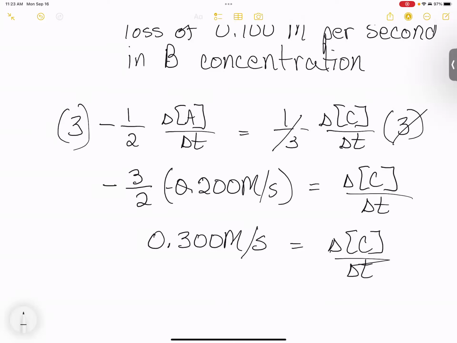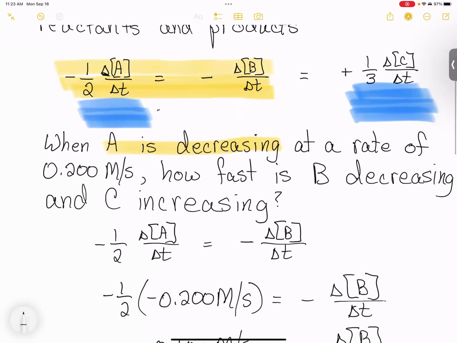Questions about developing the rate of reaction based off of the reaction itself? Yes. It is because back in this conversation, it said A is decreasing. So that means it's going away, so it had to be negative.